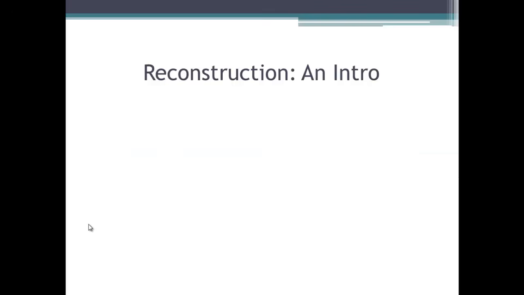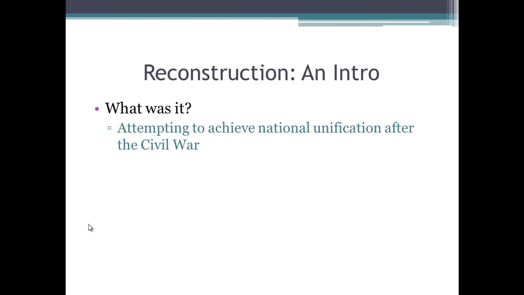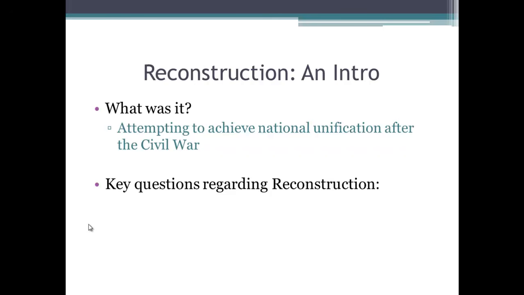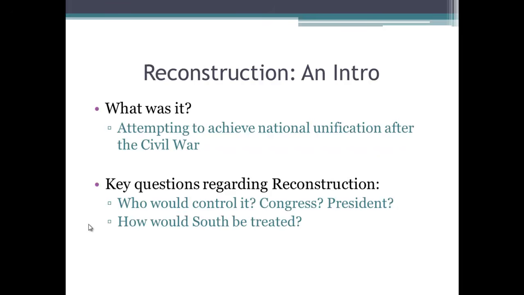Okay, let's do a brief intro on what Reconstruction is. It is attempting to achieve national unification after the Civil War. So it's basically trying to reunite the country and get it back as one. Key questions regarding Reconstruction: who would control Reconstruction? Is this a congressional thing? Is this a presidential thing? And how would the South be treated? Would they be treated nicely? Would they be treated harshly? Somewhere in between? Lots of questions. Hopefully, we'll be able to answer these.